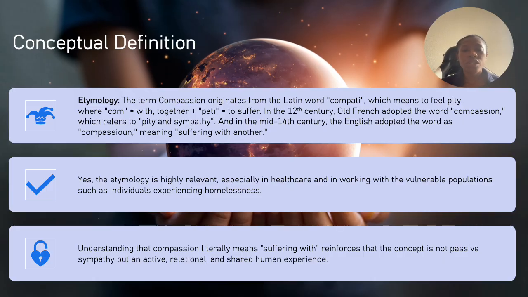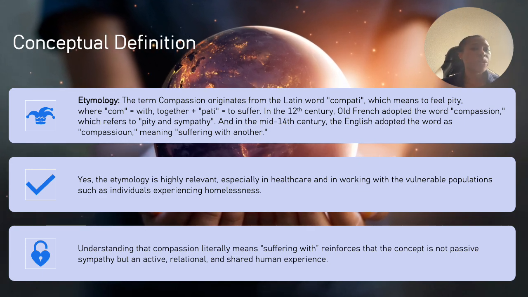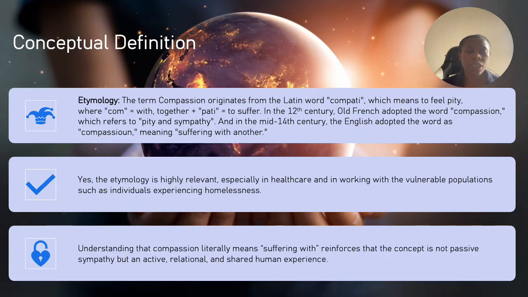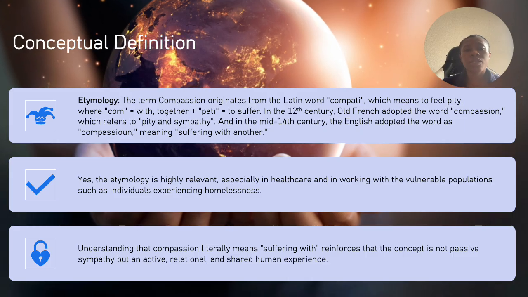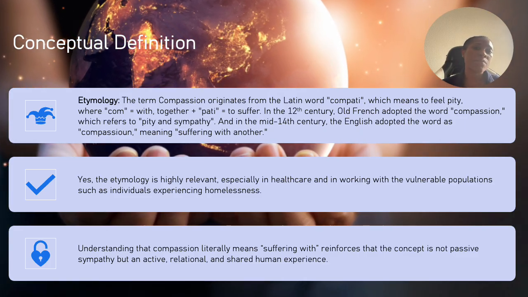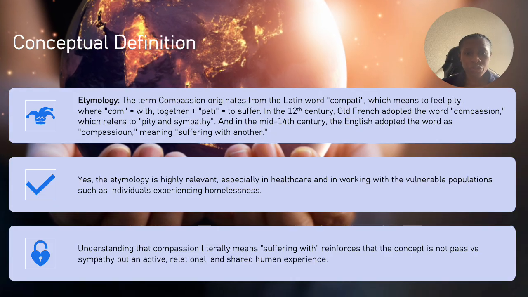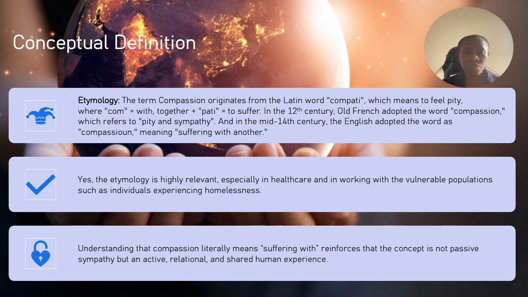The conceptual definitions start with the etymology. The word compassion literally means to suffer with. It comes from the Latin word compati, where com means with and pati means to suffer. Over centuries, the term has evolved through Old French and Middle English, but the essence remains the same, which is that compassion is not passive pity. It's an active, shared human experience.